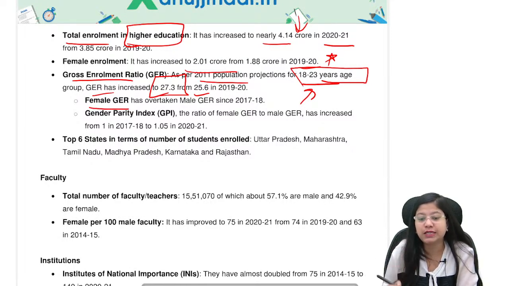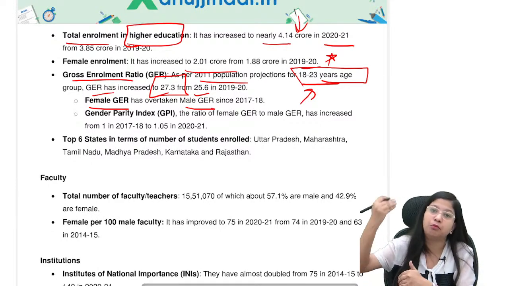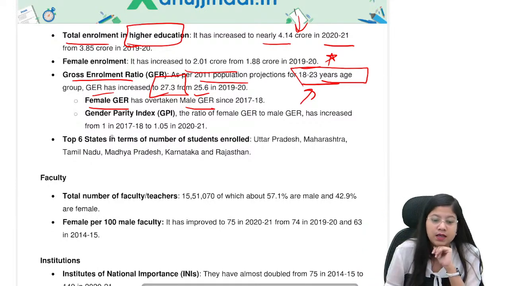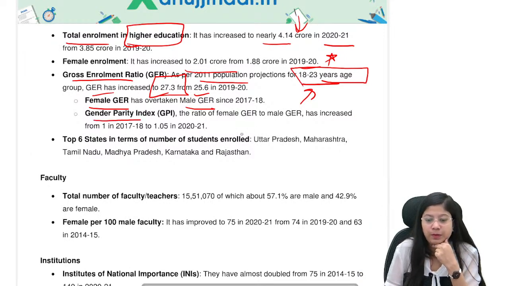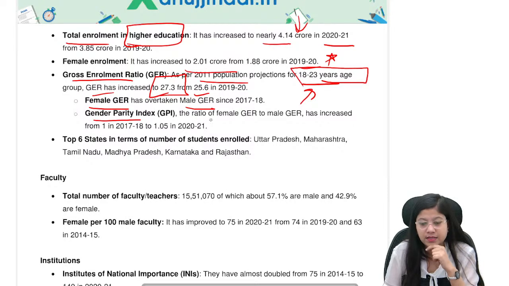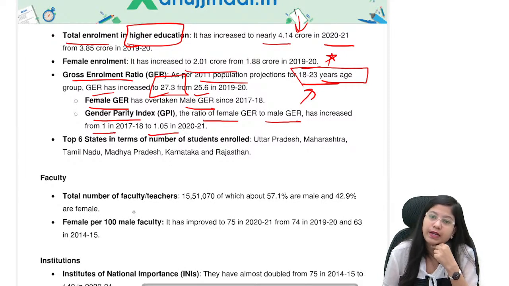Then female GER has overtaken the male GER. That means females are enrolling more in higher education. Okay, then do remember it is the ratio. Gender parity index, the ratio of female GER to male GER has increased from 1 to 1.05 in 2020 to 2021. This is again a very important data.